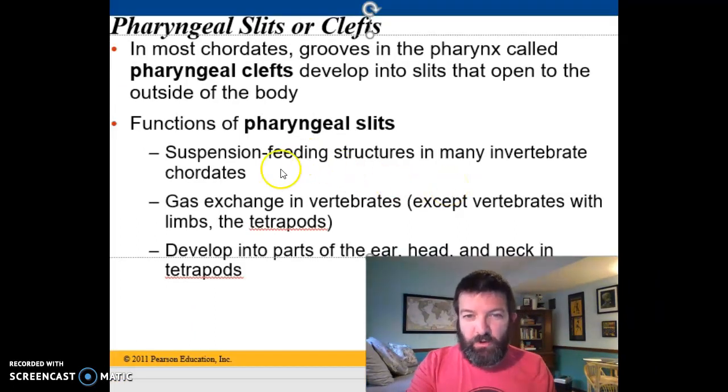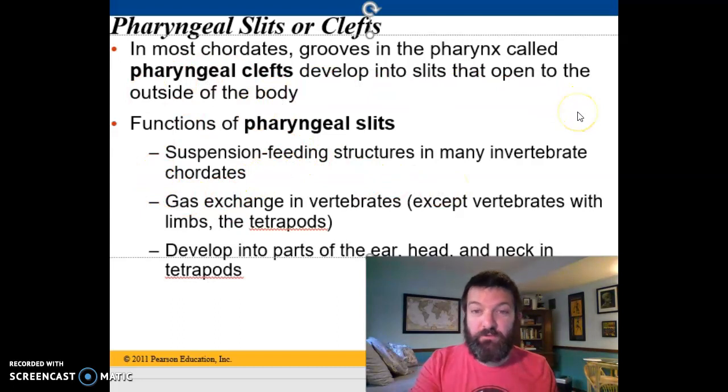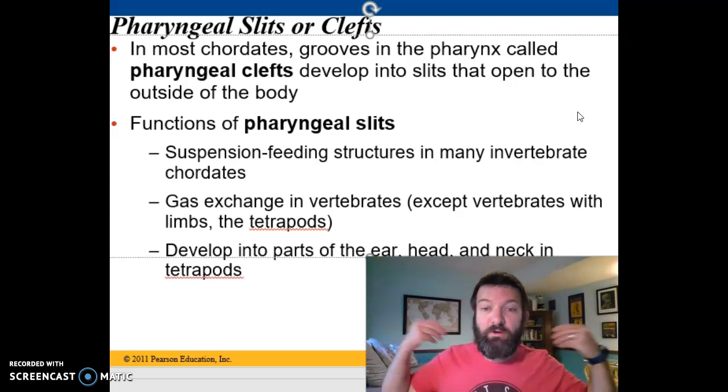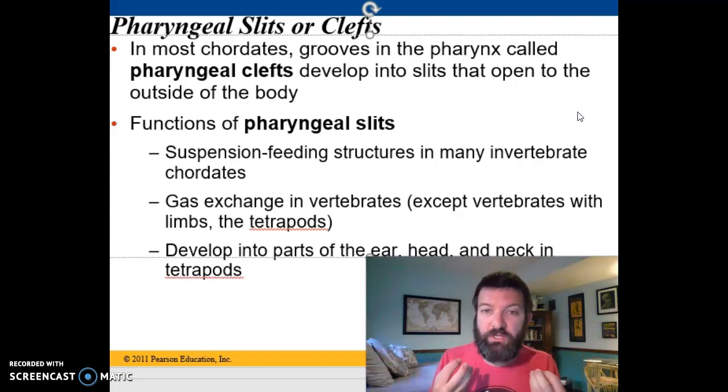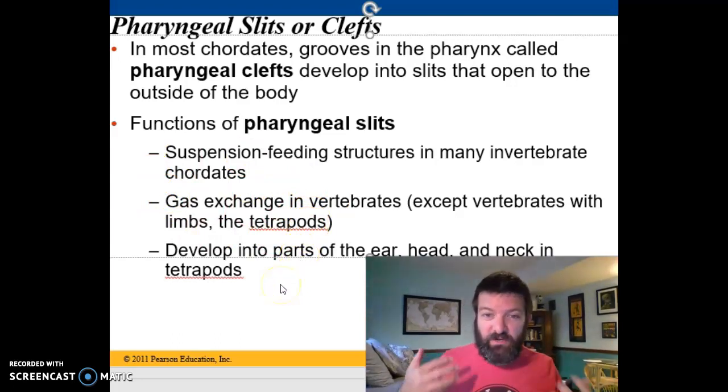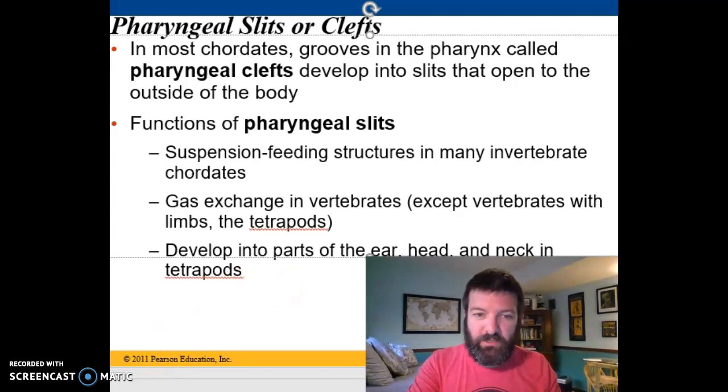And the gill slits, as I said, probably originally evolved as suspension feeding structures, right? So filtering water through your pharynx and pushing the water out through the slits, but keeping the food that was in the water in your pharynx. But they function in gas exchange for a lot of vertebrates. So gills, for instance, are gas exchange structures. But tetrapods, which include us, do not use these for gas exchange, right? They end up developing into parts of the ear, head, and neck, and we'll go through those details later.